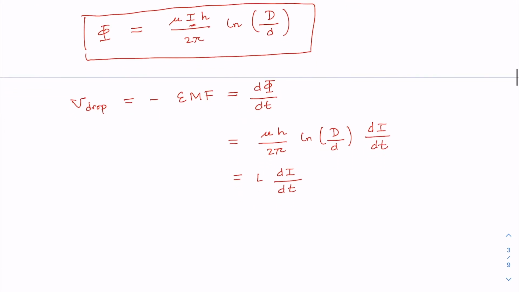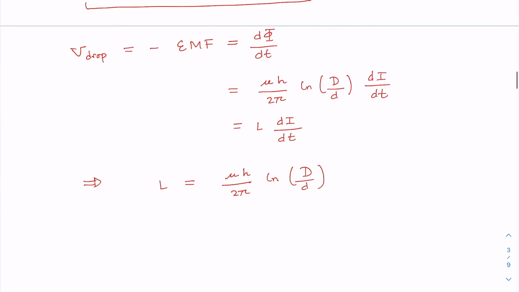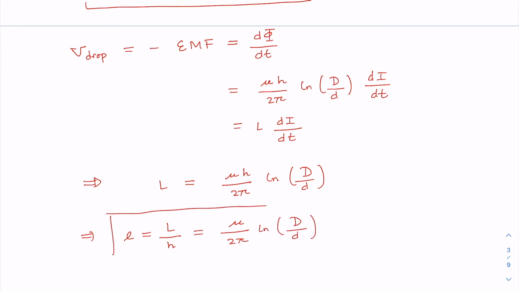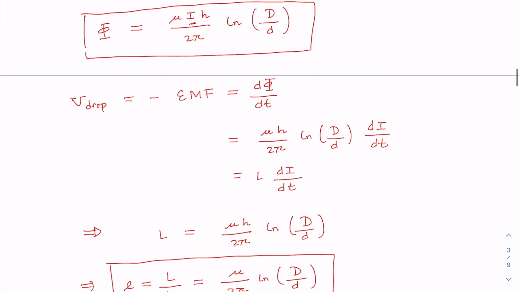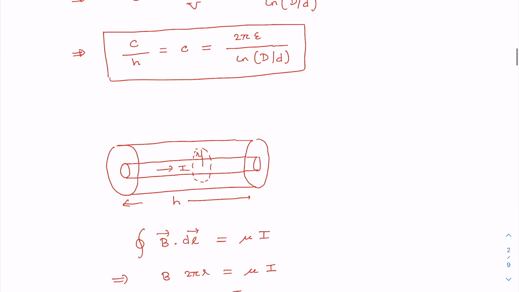So if I compare, this will immediately give me the total inductance. That would be L equal to mu h divided by 2 pi logarithm of capital D by small d. And what about the inductance per unit length? L by h would be equal to mu by 2 pi logarithm of capital D by small d. So we have worked out both the inductance and the capacitance per unit length.